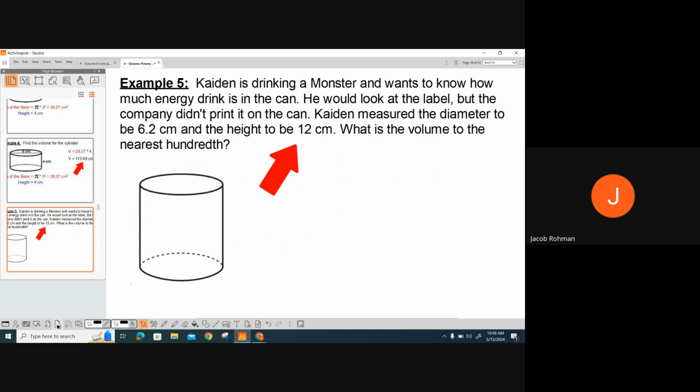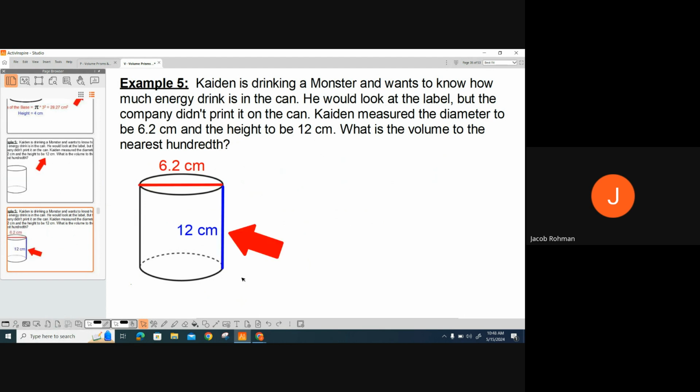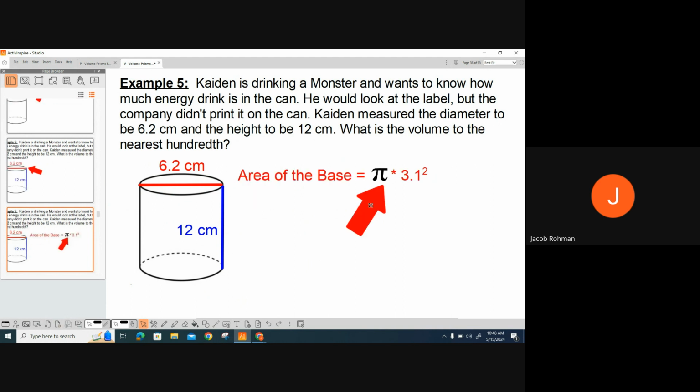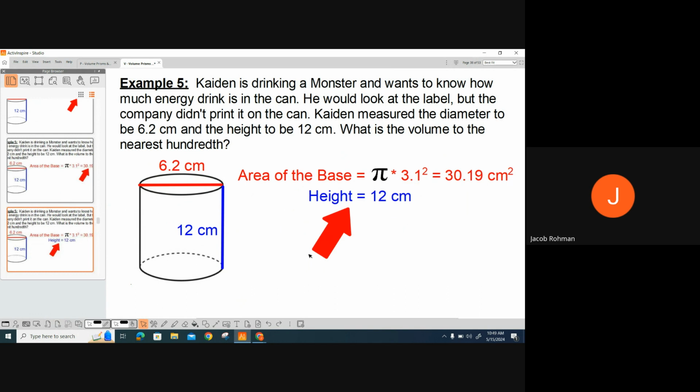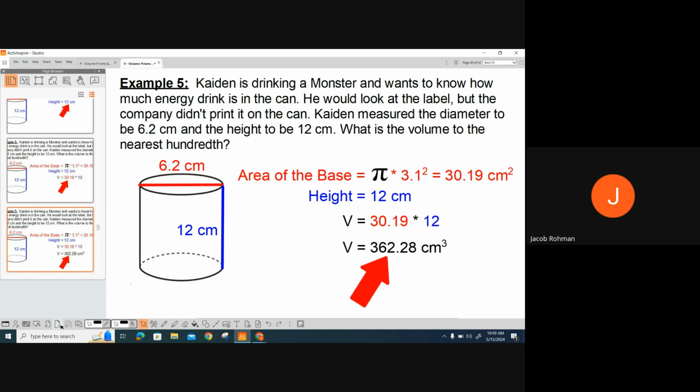So here, let's just label the can with the information that we know. So we're going to start with the height being 12 centimeters and the diameter here being 6.2 centimeters. And we know that the area of the base of this can is a circle. So we're going to take pi times radius squared. Well, that's pi times 3.1 squared. And if we do those calculations, we'll get 30.19 centimeters squared. We know the height is 12 centimeters, so now to find the volume, we simply take 30.19 times 12, which is going to be 362.28 cubic centimeters, or centimeters cubed.